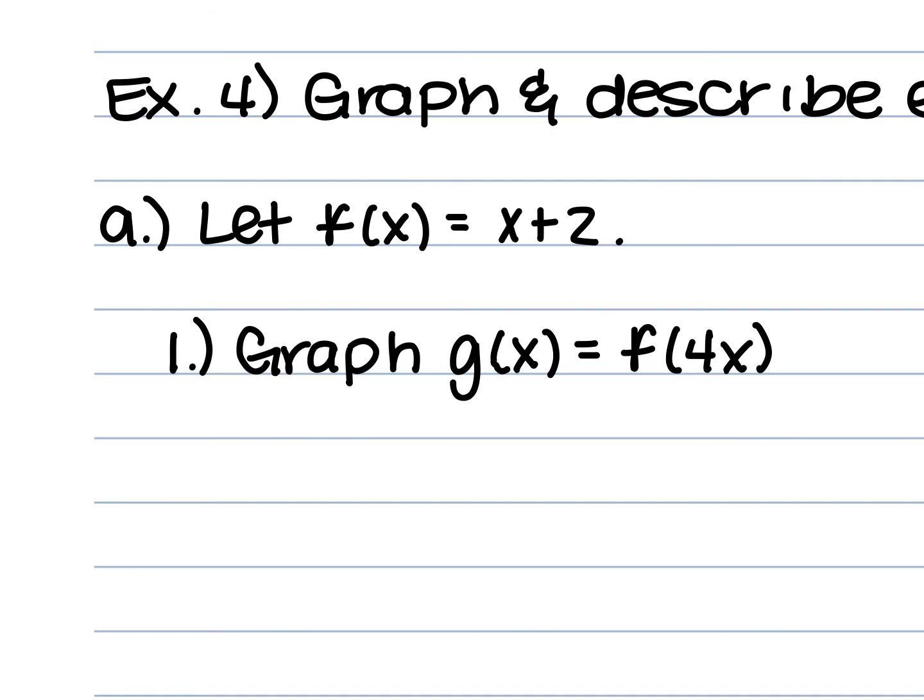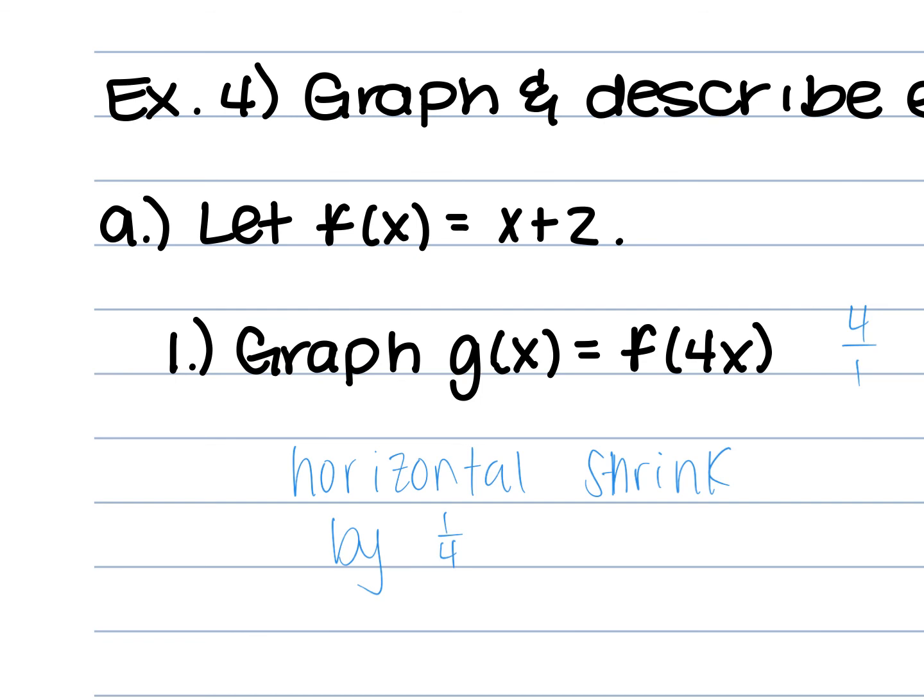Okay? G of x equals f of 4x. What do we think? Kaden? A horizontal shrink. This is the hard part. By what value? It's not by 4. Alec? Nope. Nope. 1 over 4. Guys, flip your fraction. 4 is technically 4 over 1. When you flip it, what do you get? 1 over 4. Brayden? No.